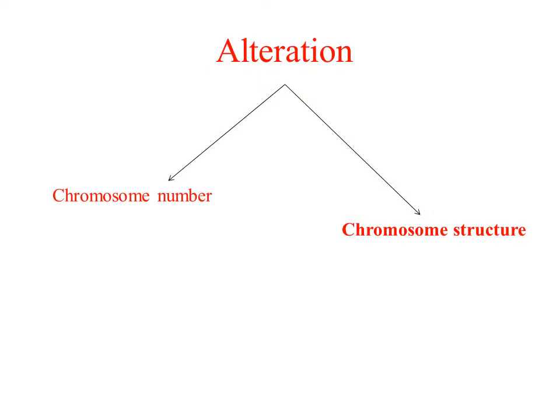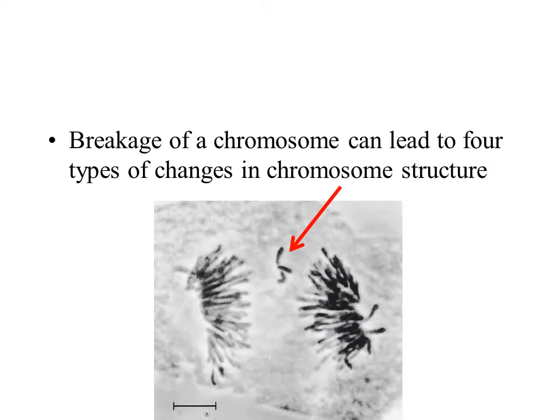Let's look at alterations in the chromosome structure. So we just completed looking at alterations in numbers and what that will cause in the human population. Now let's look at what happens if pieces of the chromosome break off. Breakage of a chromosome can lead to 4 types of changes in the chromosome structure. In this image, we're looking at some breakage that occurred during anaphase.